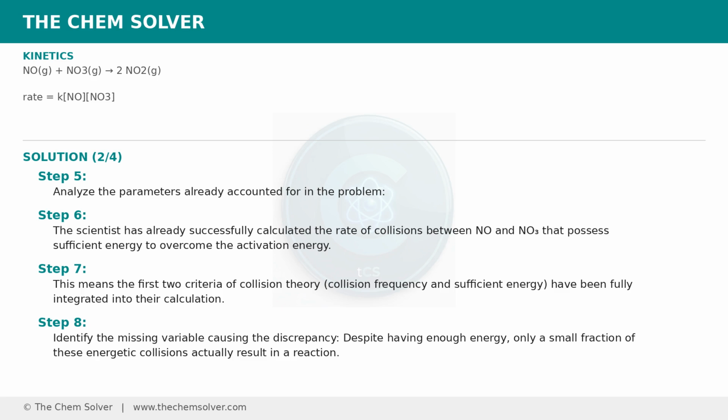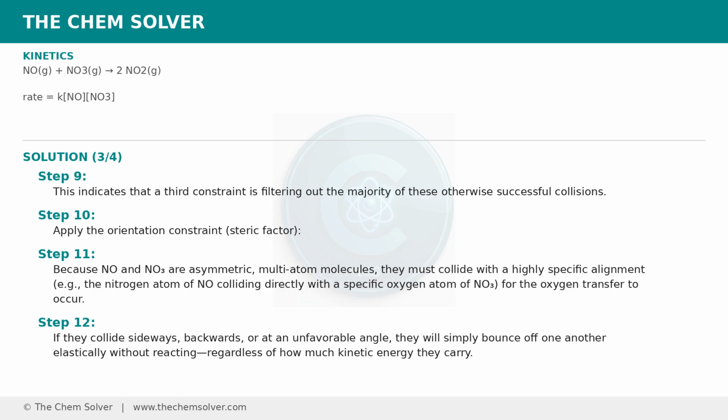Identify the missing variable causing the discrepancy. Despite having enough energy, only a small fraction of these energetic collisions actually result in a reaction. This indicates that a third constraint is filtering out the majority of these otherwise successful collisions.